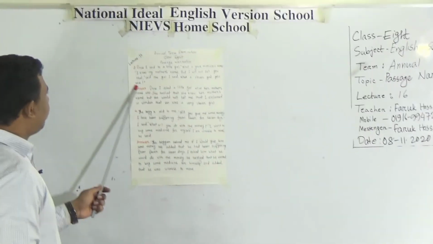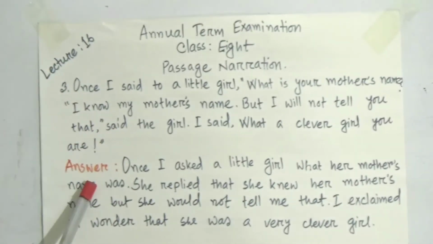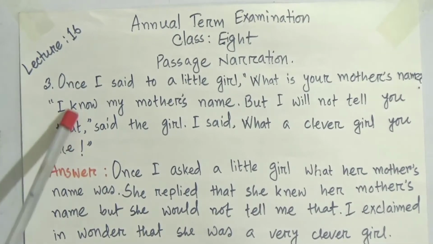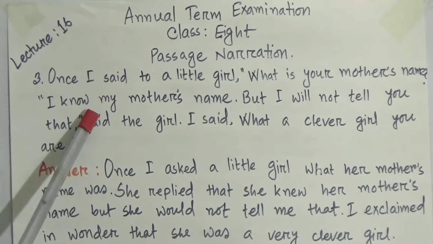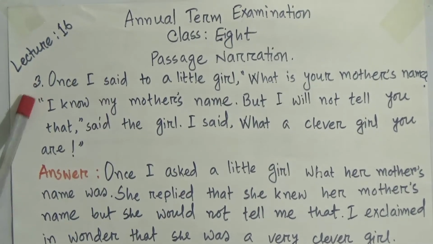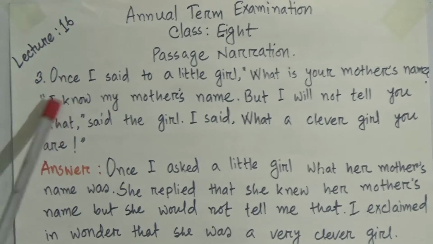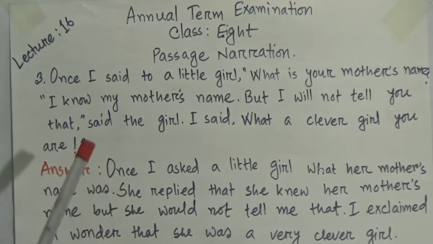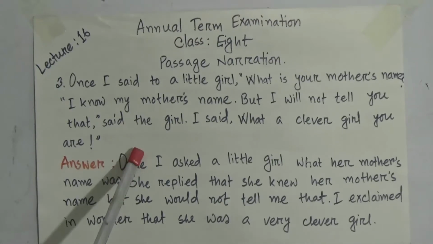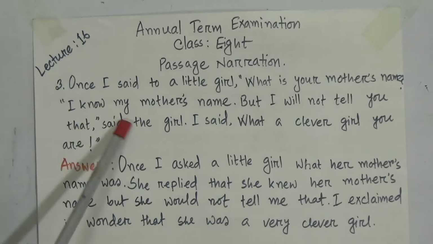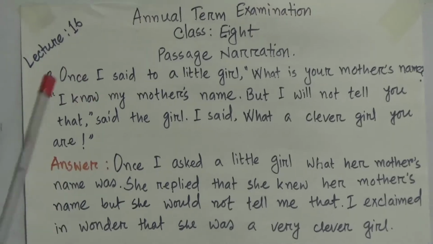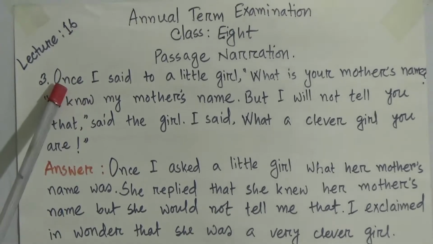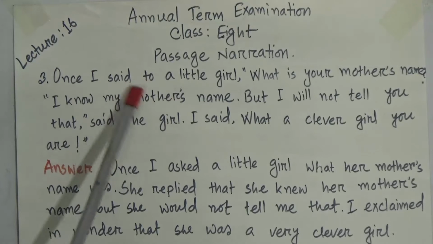Dear students, this is the passage given to you. You have to turn this passage into indirect form. First of all, your duty would be to read the whole passage, and you have to understand who is the speaker and who is the listener. Then you will start writing the answer. And before writing, you have to identify in which tense the sentence is written. So first of all, I will go through the whole passage.